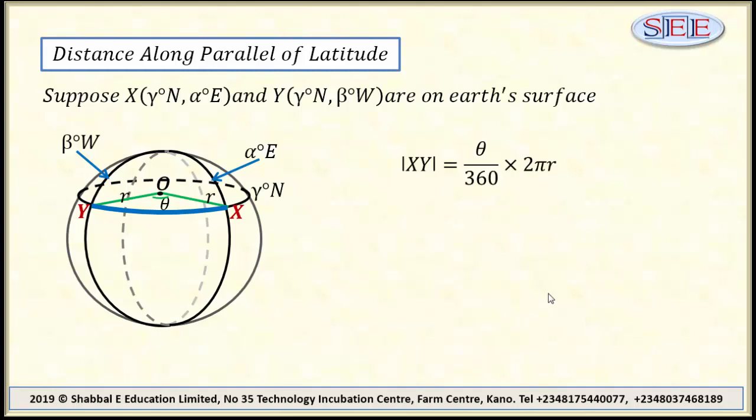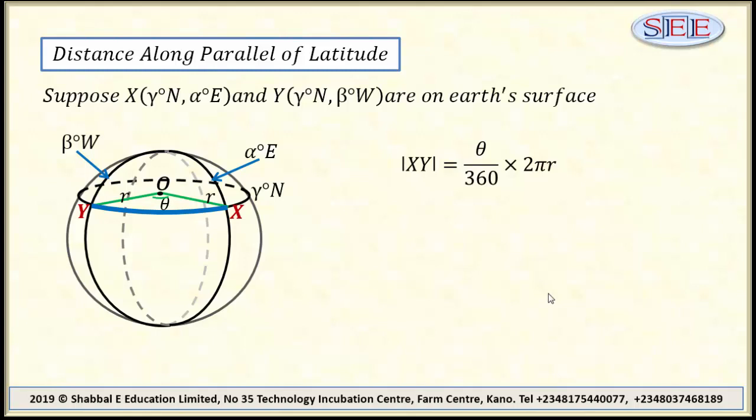Therefore, to find the distance between those 2 points x and y, which we said already is the length of the arc xy, the formula to use is theta over 360 multiplied by 2 pi small letter r, where small letter r means the radius of that latitude. But the problem that we have here is that, in most cases, the radius of any latitude will not be given. What is usually given is the radius of the earth, and the radius of that latitude is not the same thing as the radius of the earth.